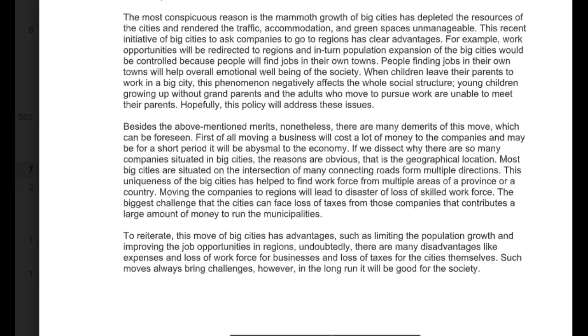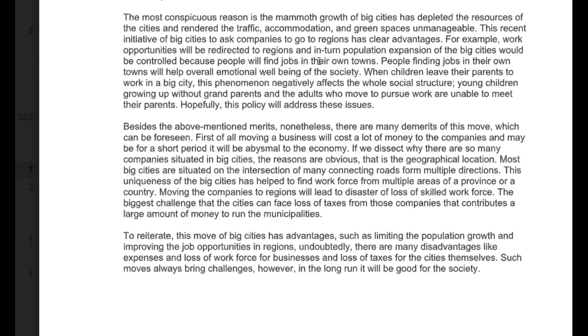This is a new paragraph now, so you have to make it clear what exactly you're talking about. So just say the most conspicuous reason for companies to move to regional locations is the mammoth growth of big cities. Most conspicuous reason. Okay, is that the mammoth growth of big cities has depleted the resources of the cities and rendered the traffic, accommodation, and green spaces unmanageable.